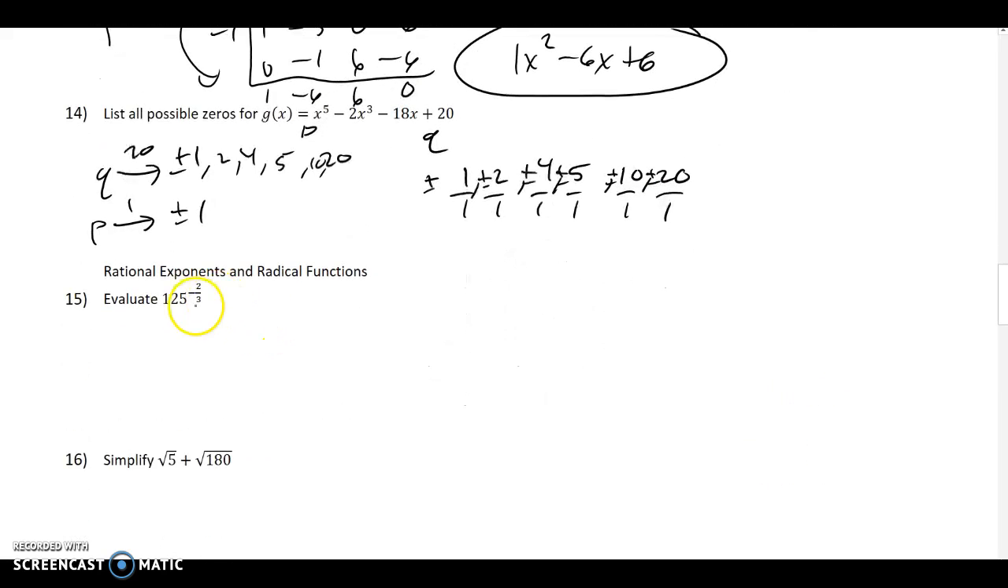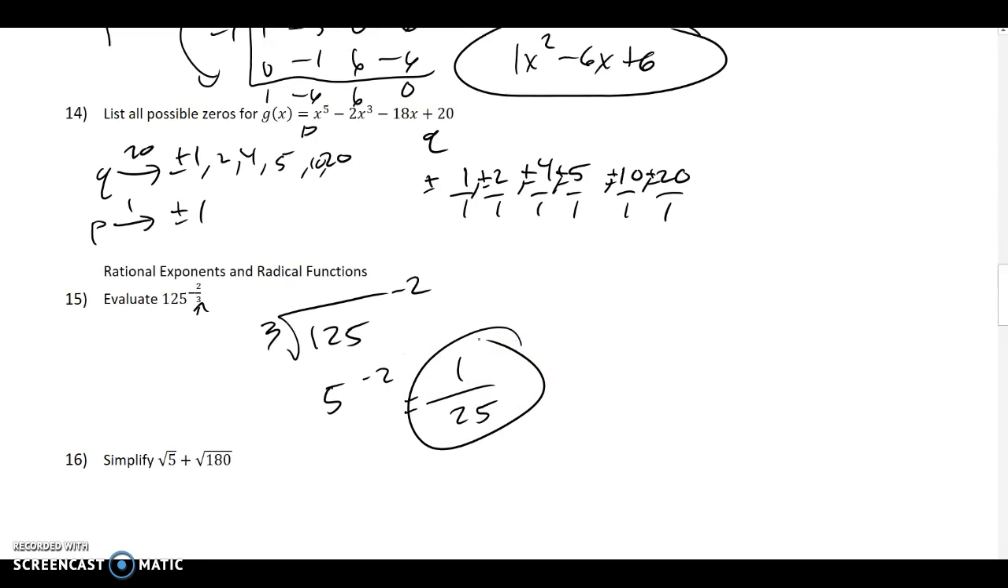Remember this is, again, this denominator on a power is the root, and then we have negative 2 squared. The third root of 125 is 5, then negative 2 squared is 25, but as a fraction because of the negative.